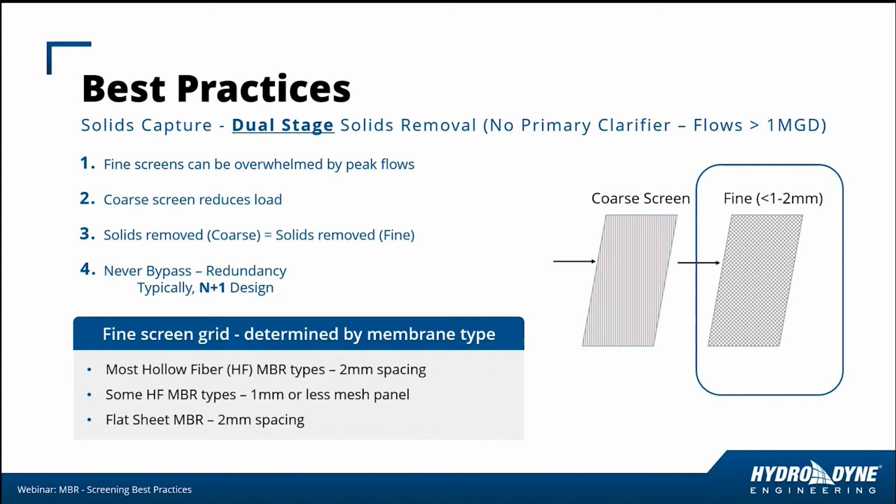So I want to talk about the fine screen grid first in the two-stage system. The fine screen grid is determined by membrane type. In this case, most hollow fiber membrane types require 2 millimeter spacing in the grid, and that's to remove fine material before it hits the wastewater treatment and the membrane surface. Some hollow fiber membranes need to be screened at less than 2 millimeters, 1 millimeter or less in spacing. Mesh panels are required for that. We'll talk about that in a minute. And then some flat sheet membranes are a little more forgiving and they require 2 millimeter spacing as well.